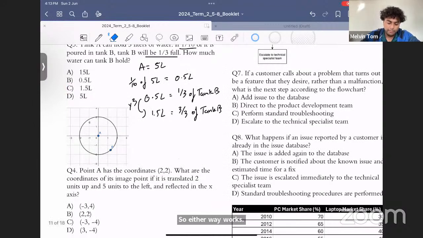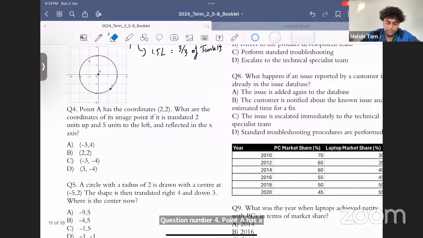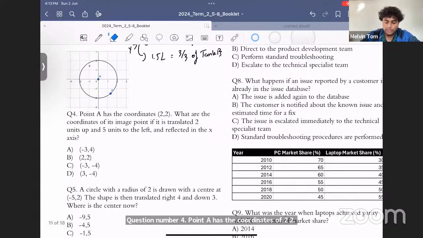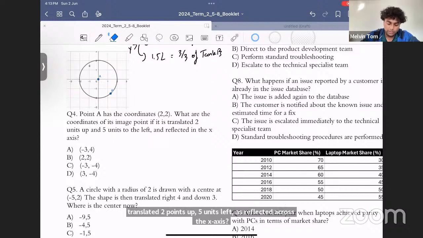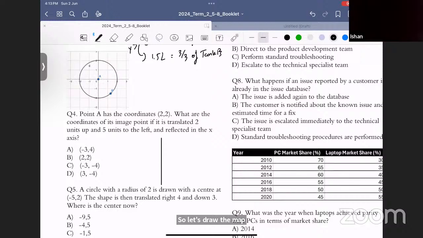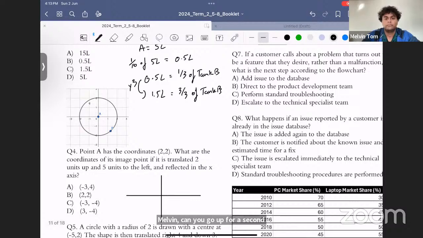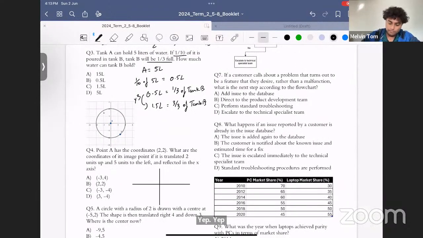Question number 4. Point A has the coordinates of 2, 2. What are the coordinates of its image if it's translated 2 points up, 5 units left, and is reflected across the x-axis? So let's draw the coordinates itself. Here we have 2, and here we have 2. So right now the coordinate is at 2, 2.